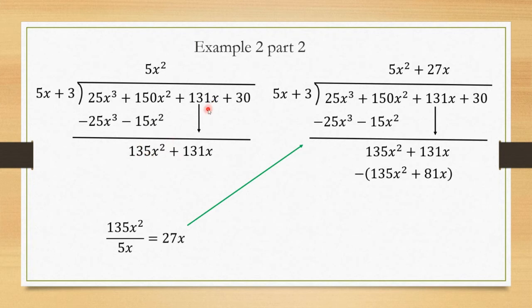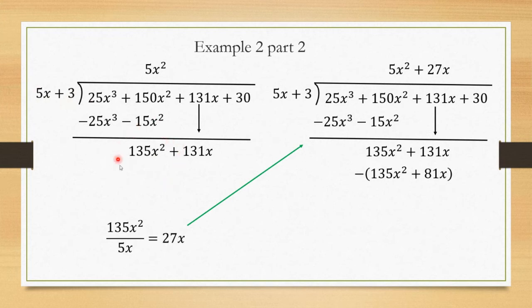And what happens next? We bring the next term down, right? Now, I know from here we can see that we're not stopping, but how do I know that we have to keep going? Well, the degree of this difference is 2. It's bigger than the degree of the divisor.